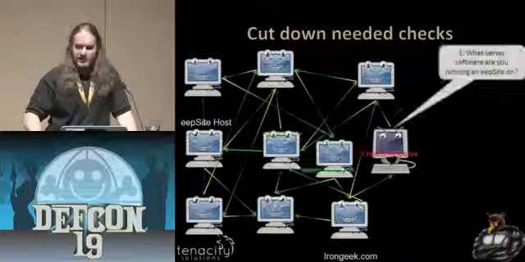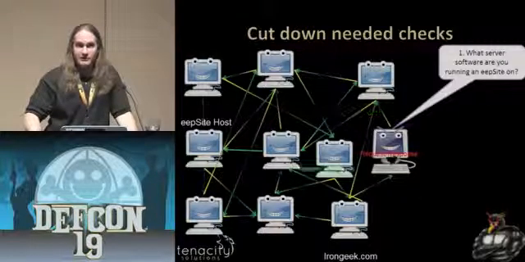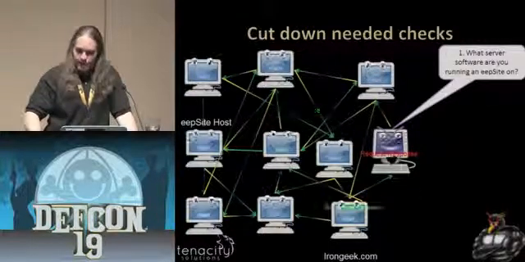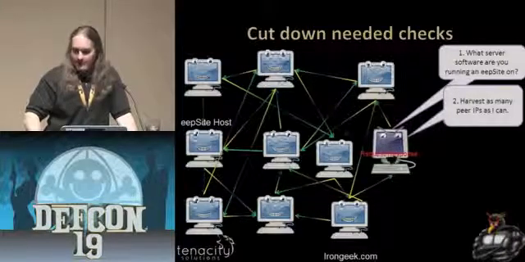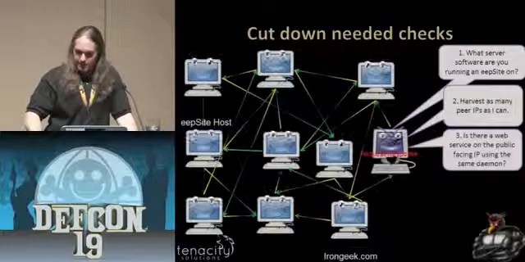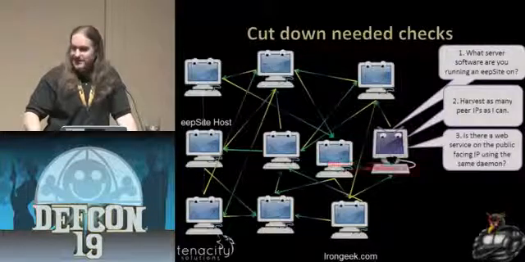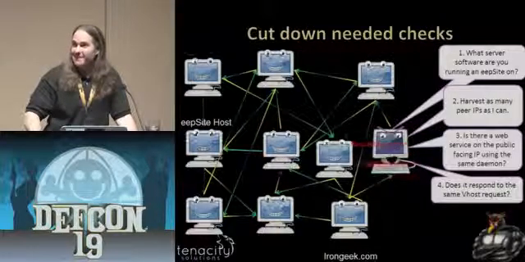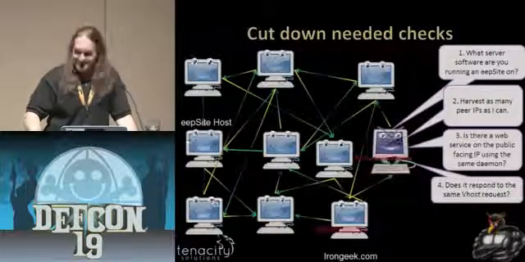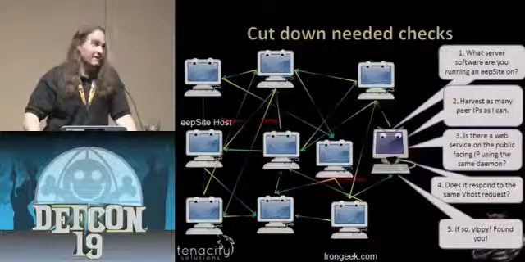You can also do various things to cut down the number of checks. Okay, what server software is running on the eepsite? I mentioned that somewhat before. You can harvest as many IPs as possible. Is the web server on the public-facing IP running the same daemon? You can make a vhost request and see if you can get the eepsite from the public-facing IP address. And if so, yippee, you've found what box that is.